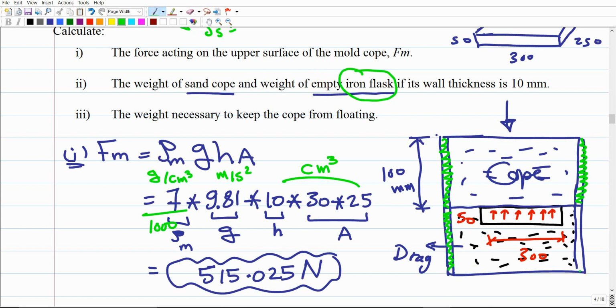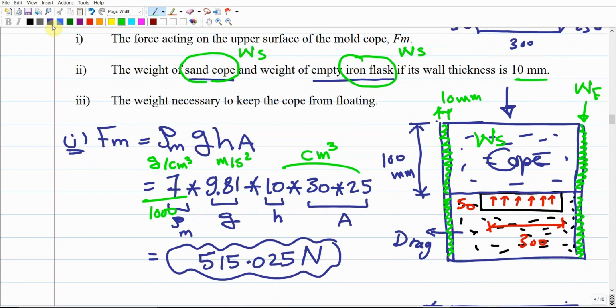So if I ask you what is the total weight of this cube? It consists of two things. The sand, because there is a flask that is filled with the sand, right? So there should be a weight of the sand, and there is another weight for the flask itself. So he asked us to calculate two things: the weight of the sand, WS, how much it is, and the weight of the flask, assuming that the thickness of the wall of the flask is 10 millimeter, as already given here. Make sense?